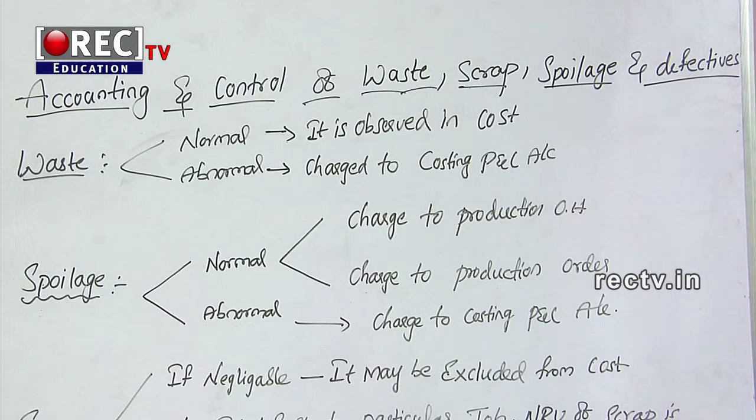Now let us see the accounting treatment of waste, spoilage, scrap and defectives. First, wastage: if the wastage is due to normal reasons, it is absorbed in the cost of net quantity. If the waste is due to abnormal reasons, it is charged to the costing profit and loss account. Now the accounting treatment of spoilage. If the spoilage is due to normal reasons, there are two treatments. One is it can be charged to the production overhead, otherwise it can be charged to the production order, that is, it can be charged to the good units. If the spoilage is due to abnormal reasons, it is charged to the costing profit and loss account.